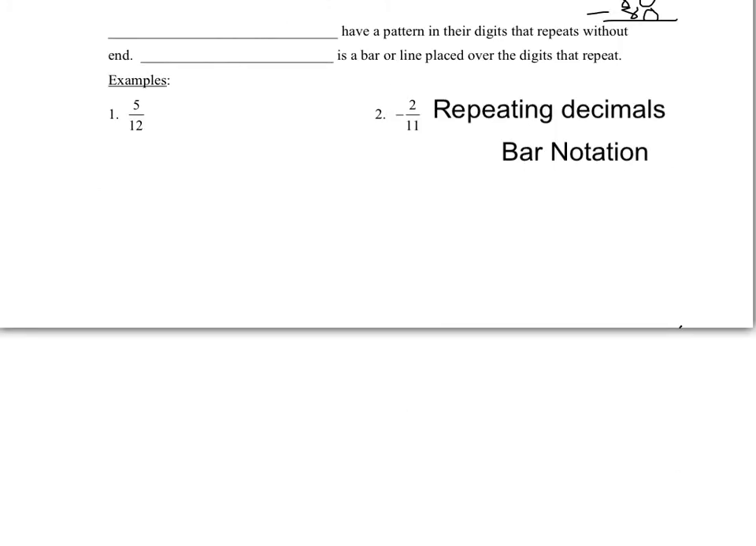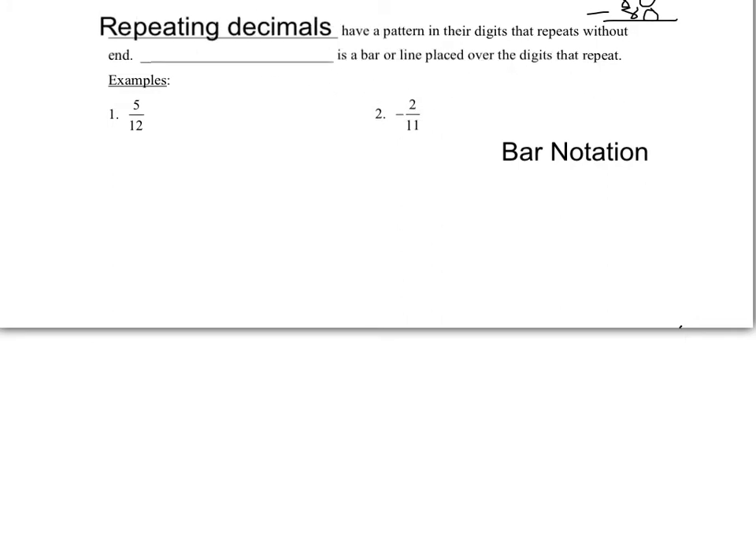All right, now the decimals we've been working with so far have been terminating decimals. They had an end to it. But we do have ones that don't end, and we call those repeating decimals. Repeating decimals have a pattern in their digits that repeats without end. And when we don't want to keep writing it on and on, we use something called bar notation to have a shorter way to write it. It's a bar or a line placed over just the digits that repeat.